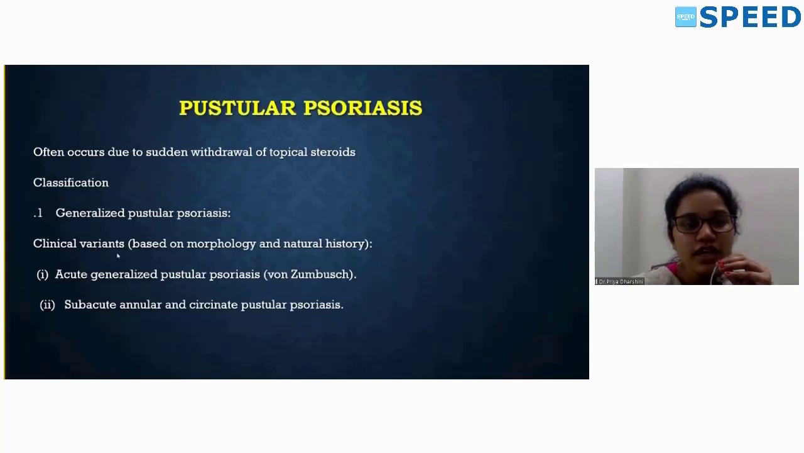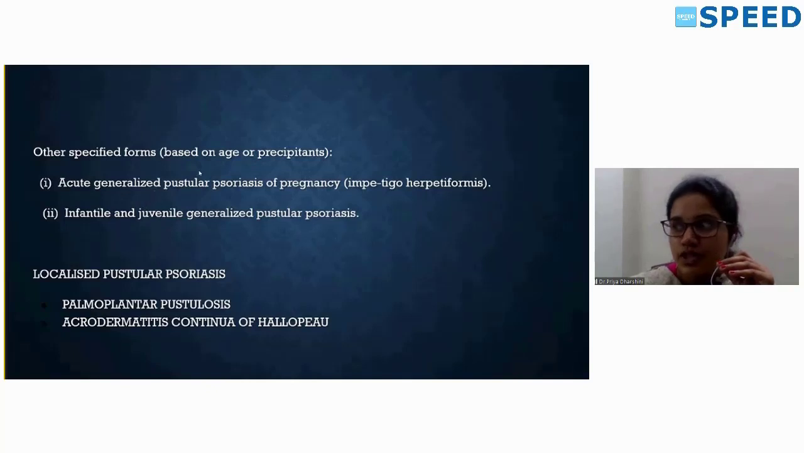So these are the four generalized variants of pustular psoriasis: acute generalized pustular psoriasis, subacute annular pustular psoriasis, acute generalized pustular psoriasis of pregnancy, and infantile and juvenile pustular psoriasis. Localized pustular psoriasis can be divided into palmoplantar pustulosis, in which the pustules will be present only over the palms and soles, and acrodermatitis continua of Hallopeau. This is also a type of localized pustular psoriasis.